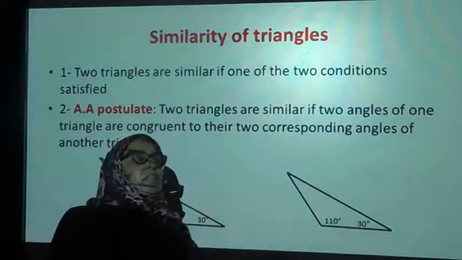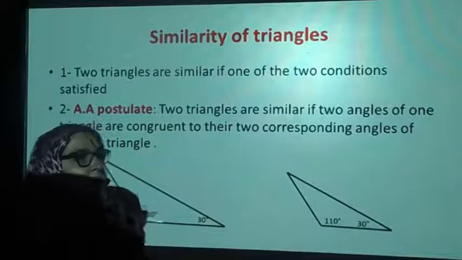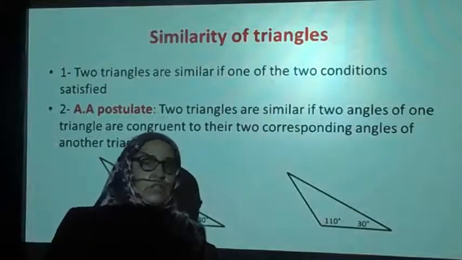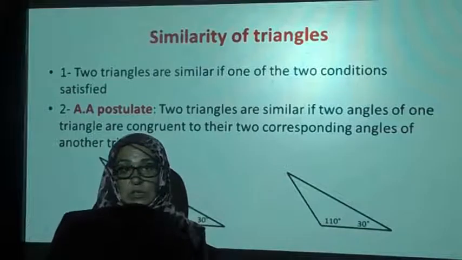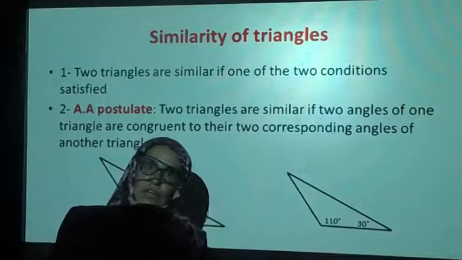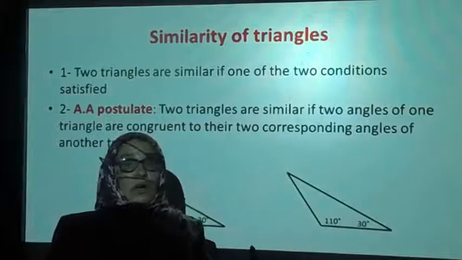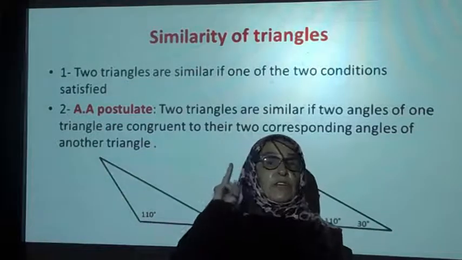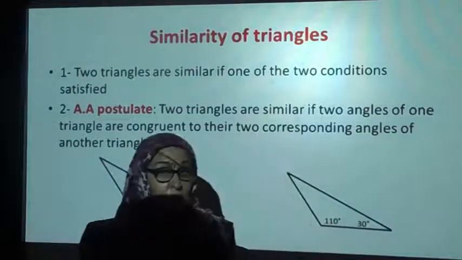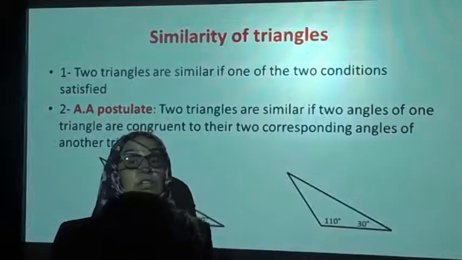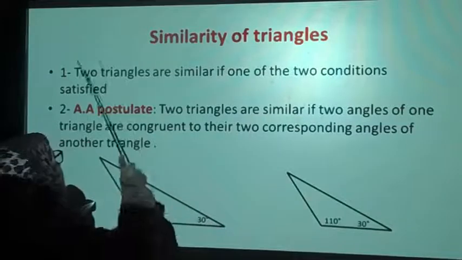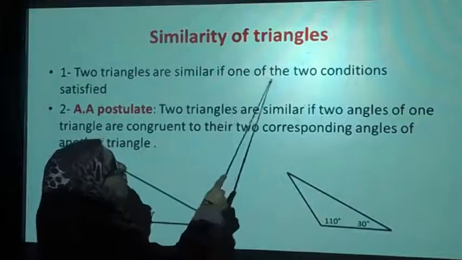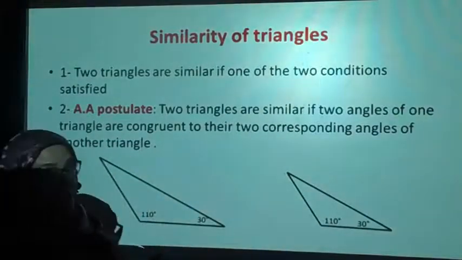Actually, a triangle is considered a special case. Why? Because in a triangle we shouldn't verify both conditions. We need only to verify one of these conditions: either the measures of the angles are equal or the sides are proportional. But we said before that in order to verify similarity, we have to verify the two conditions. Yes, and we said also that a triangle is a special case. So two triangles are similar if one of the two conditions is satisfied.